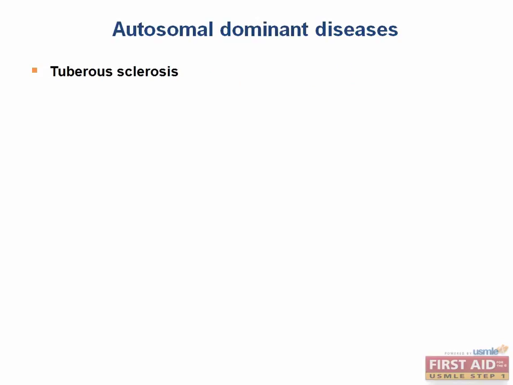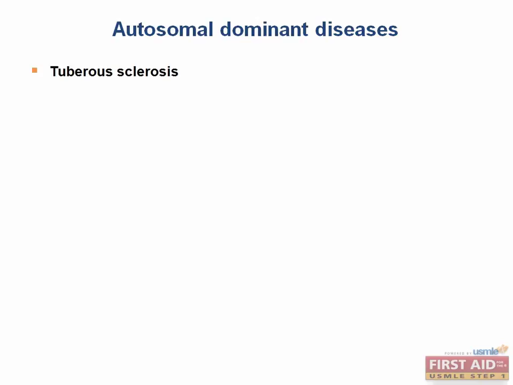Tuberous sclerosis is a neurocutaneous disorder with incomplete penetrance and variable presentation. Do you remember what those mean? Incomplete penetrance is when not everyone with the mutant allele will have the disease, and variable expressivity is when people with the same mutant allele might have different disease traits. Tuberous sclerosis is pretty rare, occurring in only about 1 in 10,000 people.